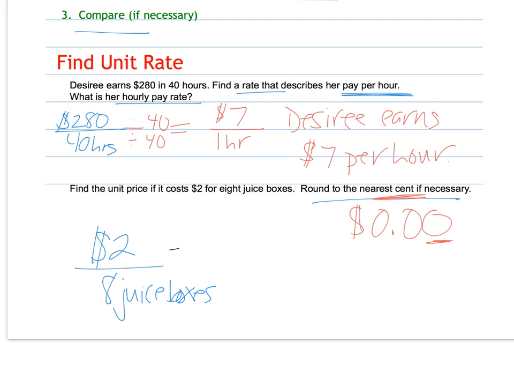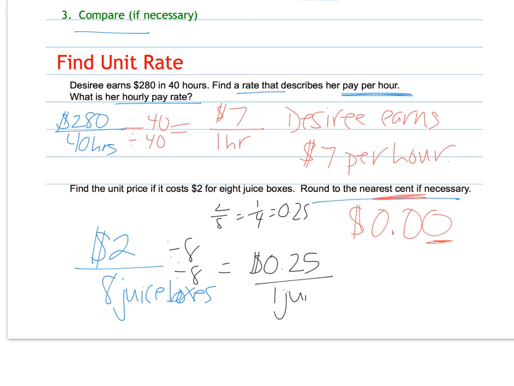So what I do is divide both of them by 8, and that's really 2 over 8, which is the same as 1/4, which I know is the same as 25 hundredths. So I get that's 25 cents, or 25 hundredths, per 1 juice box, which I just write as 25 cents per juice box.